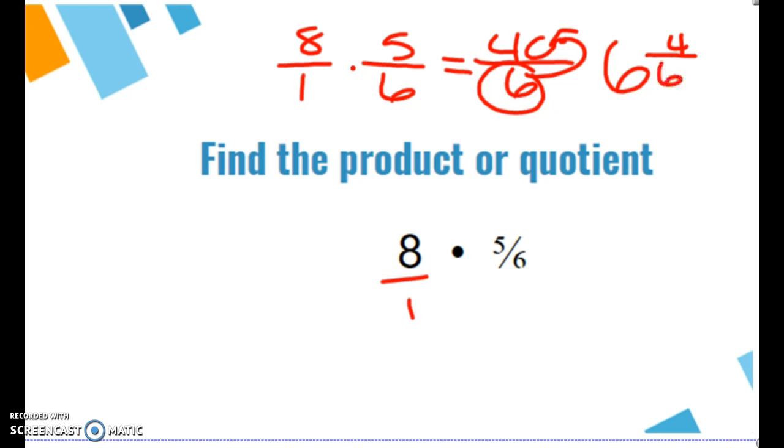Now, the one thing you have to watch out for is if you can simplify this fraction or not. So 4 and 6, you can take a 2 out. So your final answer would actually be 6 and 2/3 because I took a 2 out of both 4 and 6.